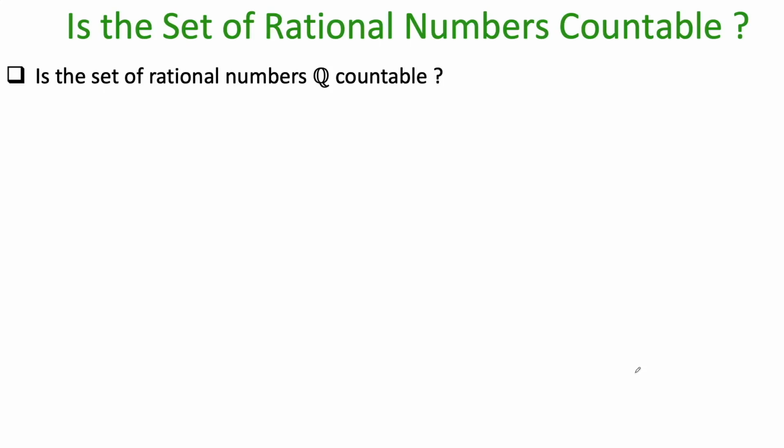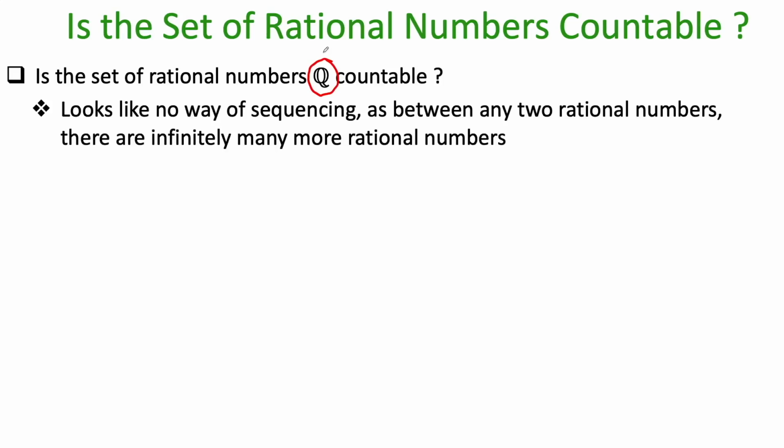Now we will see whether the set of rational numbers, which I denote by this Q notation, is countable or not. Now intuitively it might look like the answer is no, because definitely the set of rational numbers is a superset of the set of integers, right? And it looks like there is no way of sequencing, because the fundamental fact about rational numbers is that you take any two rational numbers, there are infinitely many more rational numbers between them.